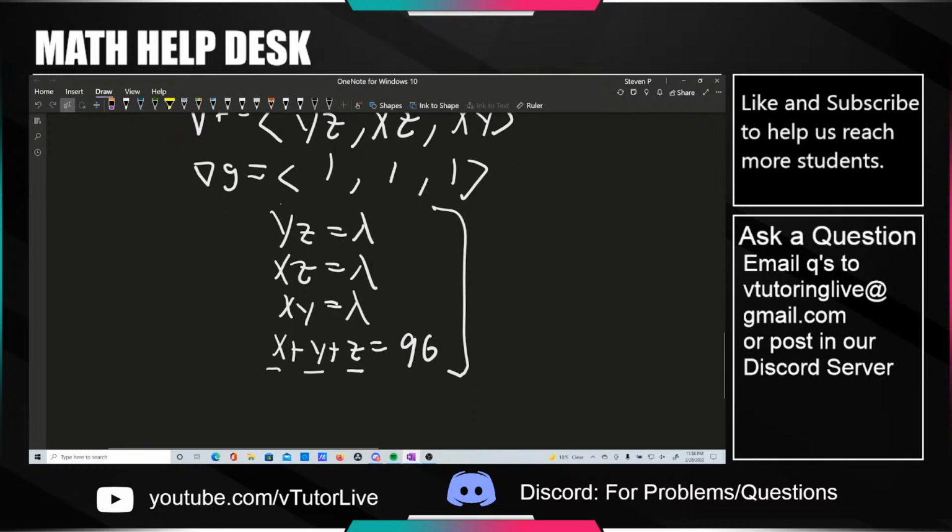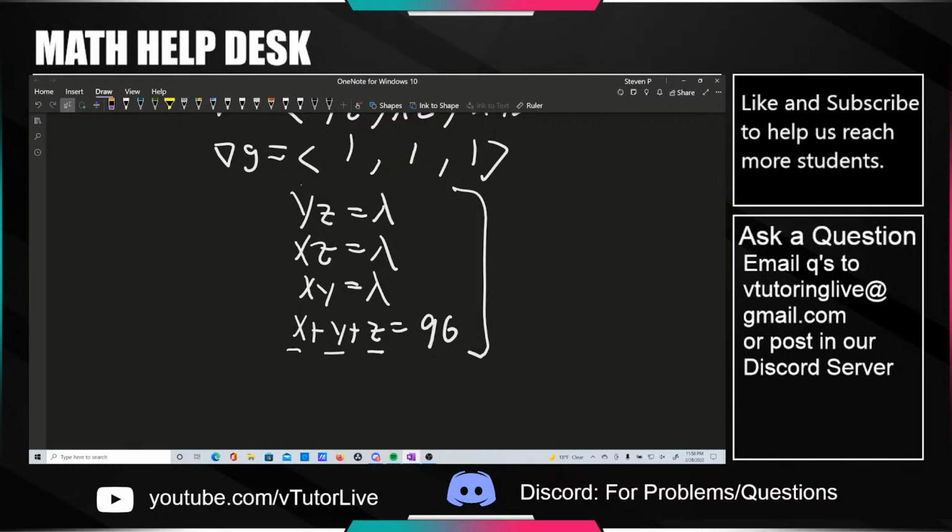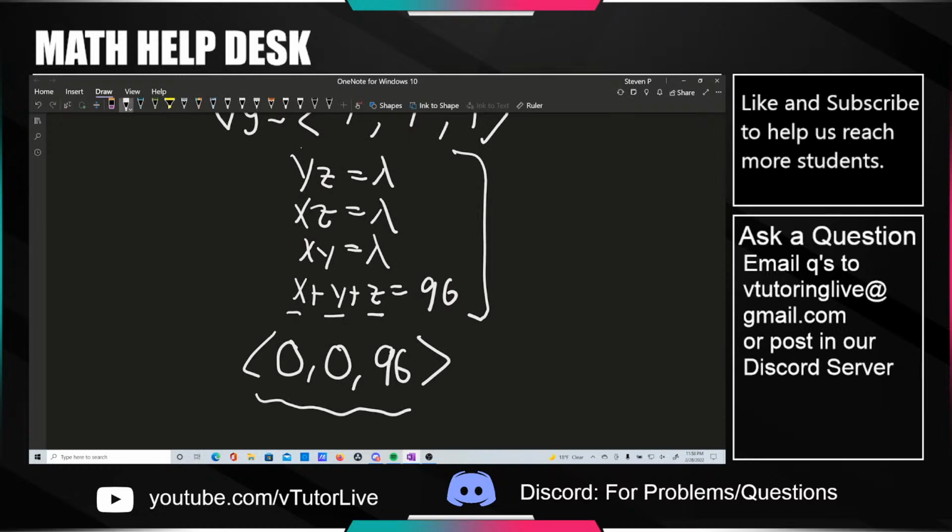I think off the top of my head, one of the critical points that you might get is 0, 0, and 96, right? And clearly this is a minimum rather than a maximum, because the volume is 0, right?